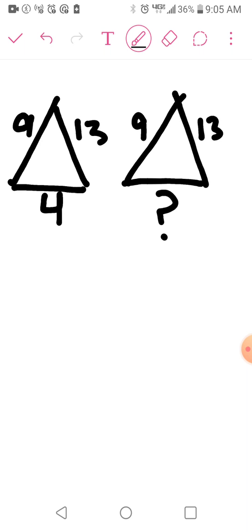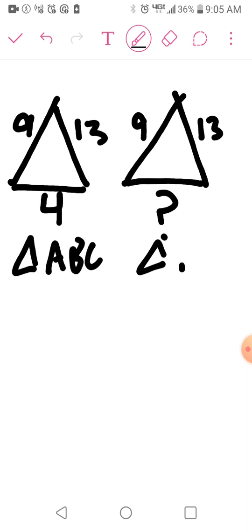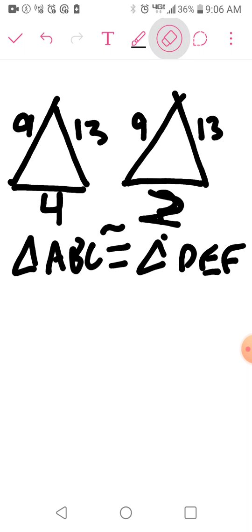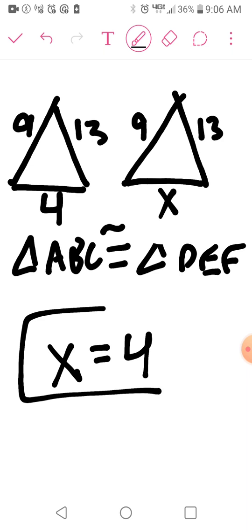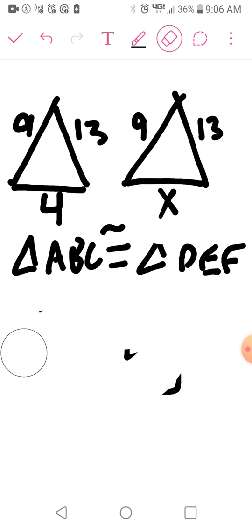But if let's just call this triangle ABC, and triangle DEF is this one. If we say that they're congruent, what would that question mark be? Or we could just say X. What would X be? X would have to be 4 if those triangles are congruent, because we know that's what it is. We can try another one.